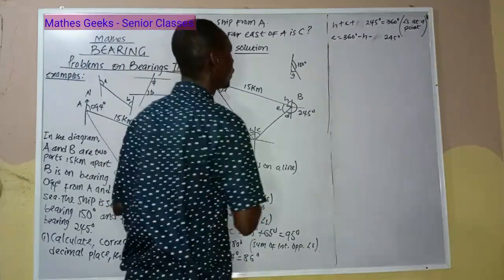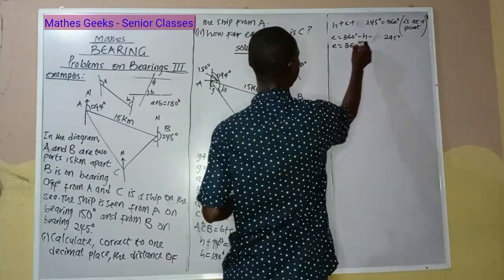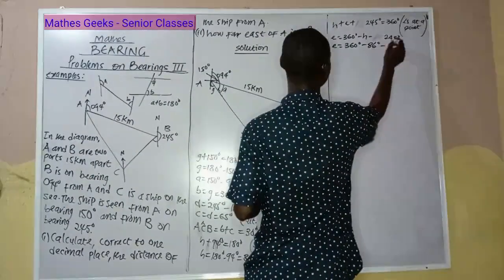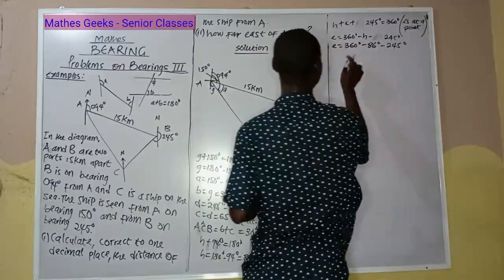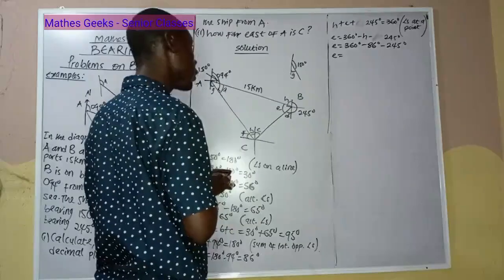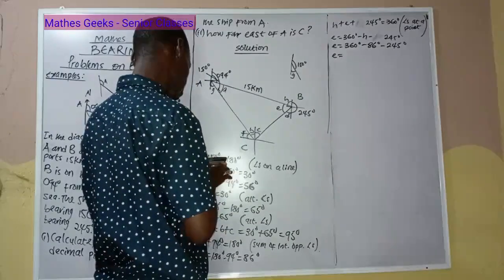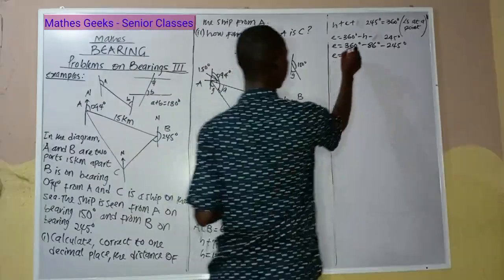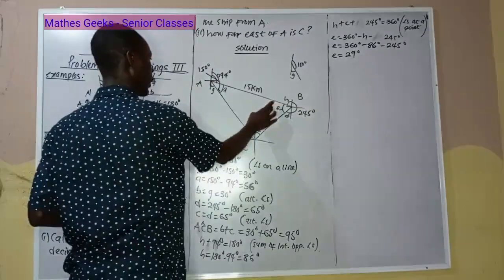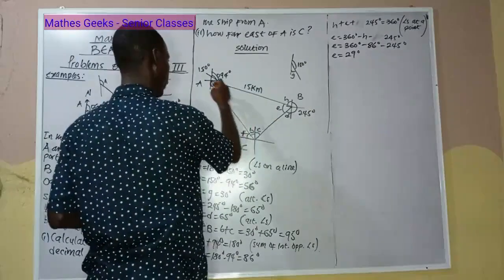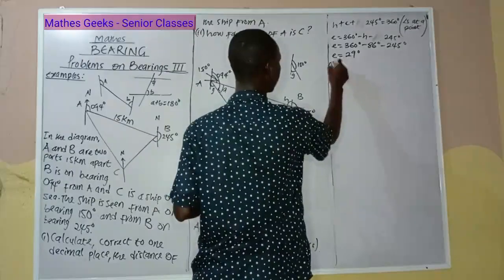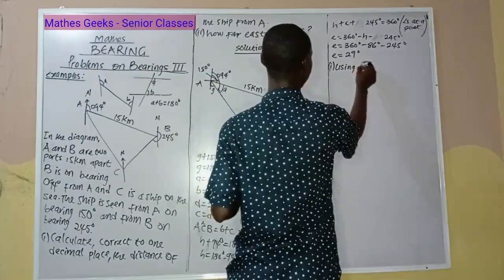So let's go. E is equal to 360 degrees minus H, which is 86 degrees, minus 245 degrees. So E is equal to 360 minus 86 minus 245, which is 29 degrees. So E is equal to 29 degrees. So we've found this angle, so we can get this side using the sine rule. So now let's do figure one, using the sine rule.